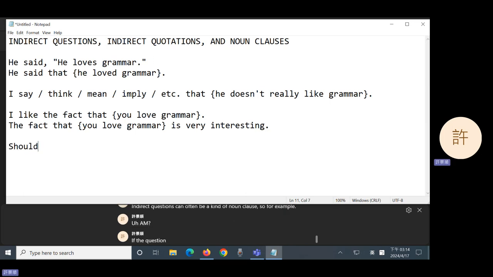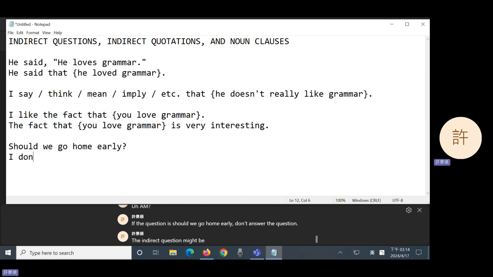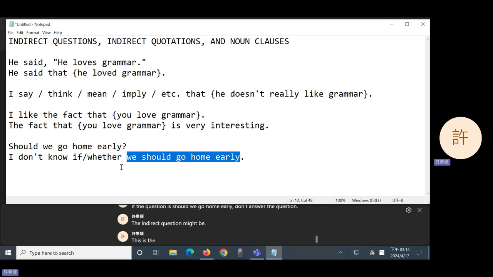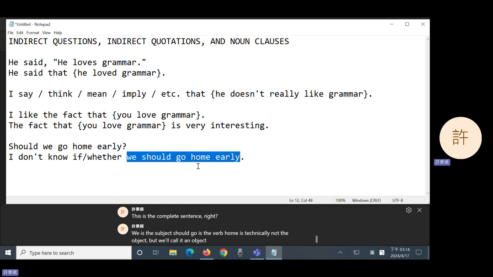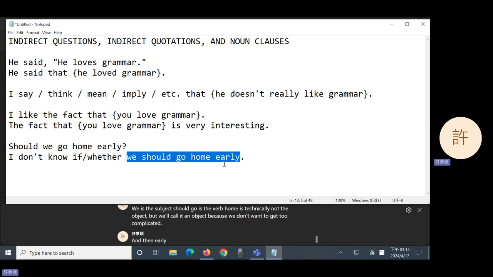if the question is, should we go home early? Don't answer the question. The indirect question might be, this is the complete sentence, right? We is the subject, should go is the verb, home is technically not the object, but we'll call it an object because we don't want to get too complicated. And then early is the adverb, which does not change the grammar.